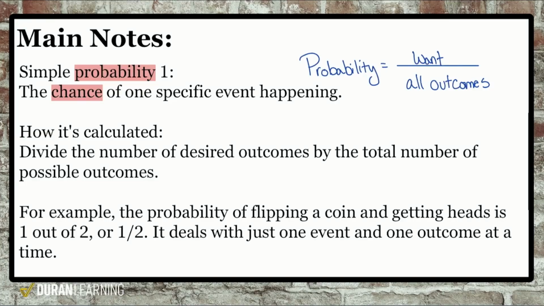So again, this just shows right over here exactly what we just saw right here. How it's calculated is basically just dividing the number of desired outcomes, so what we want, by the total possibilities, all the possible outcomes. So if we're taking a look at this example here at the end, for example, the probability of flipping a coin and getting heads, it's 1 out of 2, or a fraction right over here of 1 over 2.